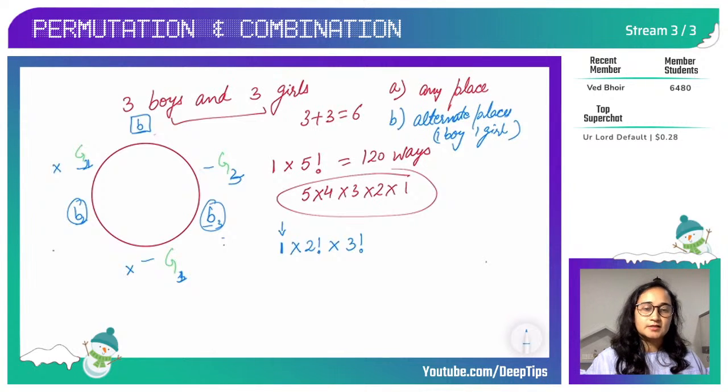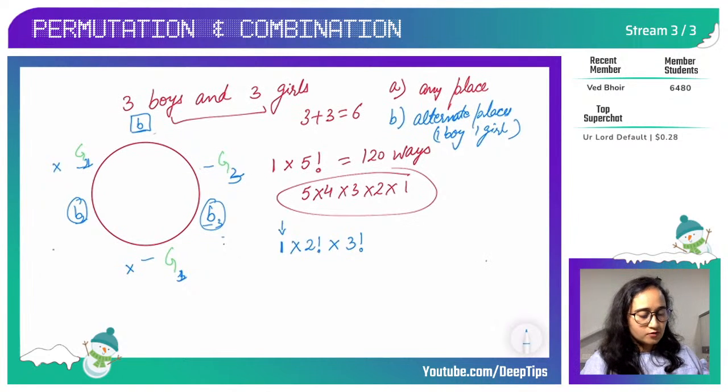Then the rest of the places will be decided accordingly in case of alternate places, right? So when 1 chair is fixed, 1 person has already sat on the place, then like I fixed the boys, so the remaining 2 boys have only 2 factorial ways to sit, because they cannot sit next to the boy. My condition says they have to sit at alternate places.